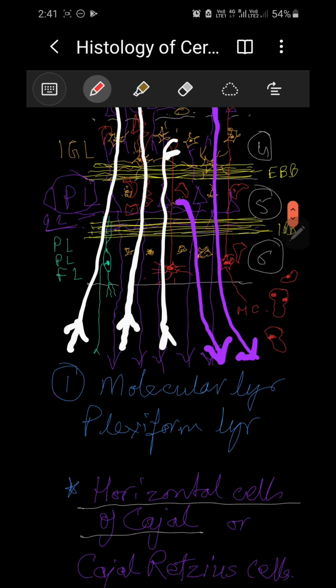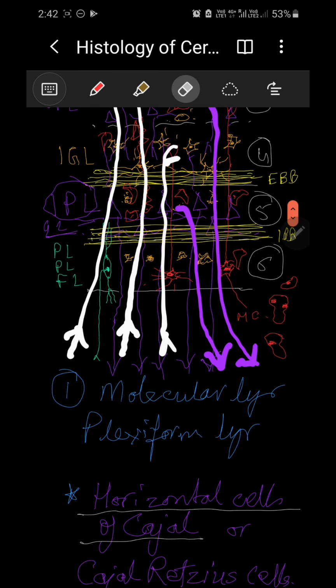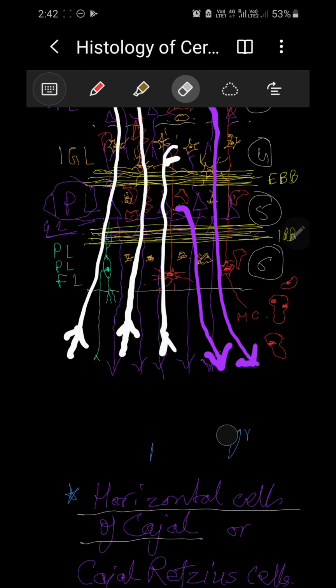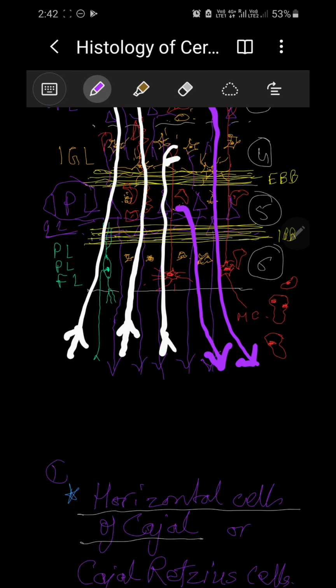And before I complete, there's less space here. Anyways, because you must have copied everything, taken a screenshot or whatever. Because there's less space, I need to rub this so as to draw a little bit of the white matter also. So this was the first layer, the plexiform or molecular layer.